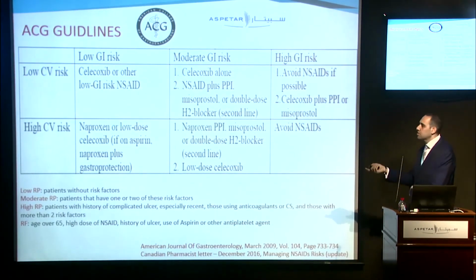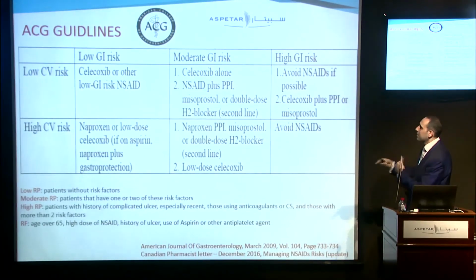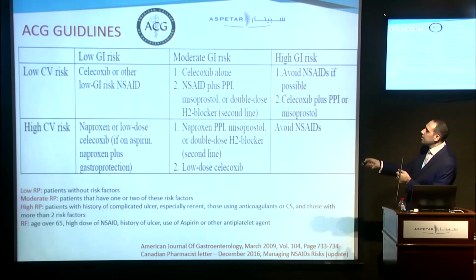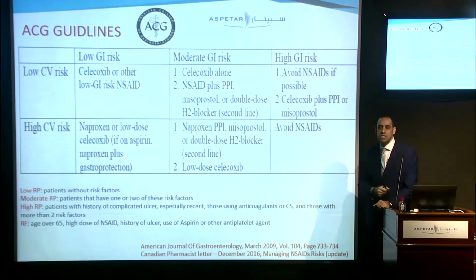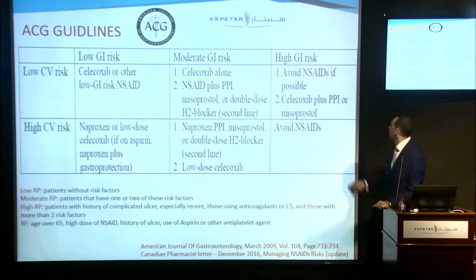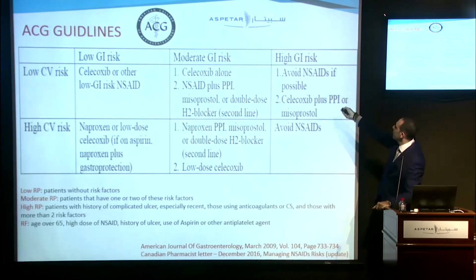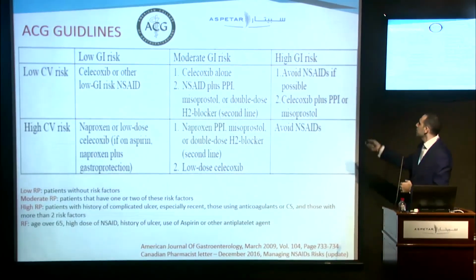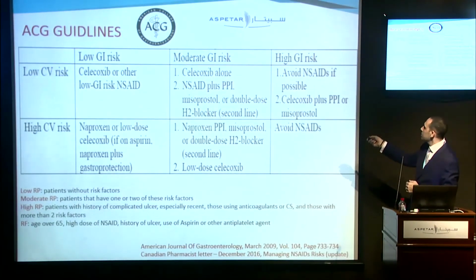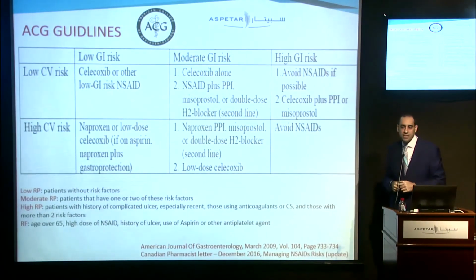And the best way to explain it is by giving an example. If you have a patient who has a low GI risk and a high cardiovascular risk, the safest thing to give is naproxen or low-dose celecoxib. If we have a high GI risk patient and a low cardiovascular risk patient, the safest is to avoid NSAID, not to give NSAID. Or maybe, if we need to give NSAID, to give celecoxib plus a gastroprotective agent.